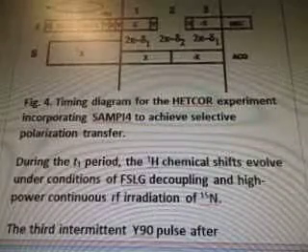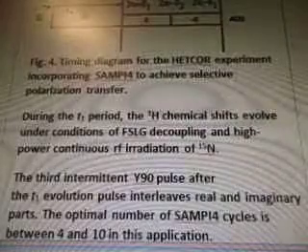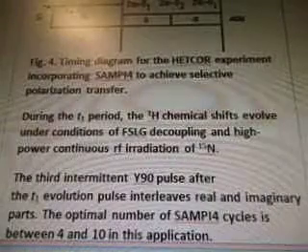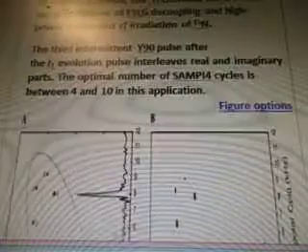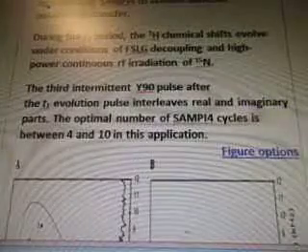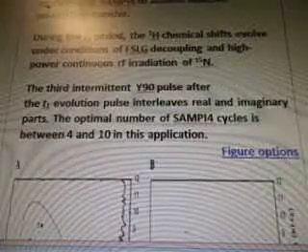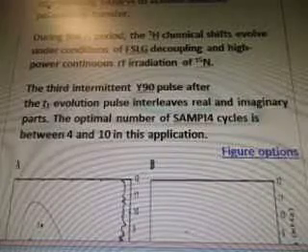Evolve under conditions of FSLG decoupling, and high power continuous RF irradiation of at 15N on the left side of the N. I don't know. Okay. So the third intermittent Y90 pulse, you guys must get a kick out of the way I read this. Seriously. The third intermittent Y90 pulse after T1 evolution pulse interleaves real and imaginary parts. The optimal number of SAMP14 cycles is between 4 and 10 in this application.